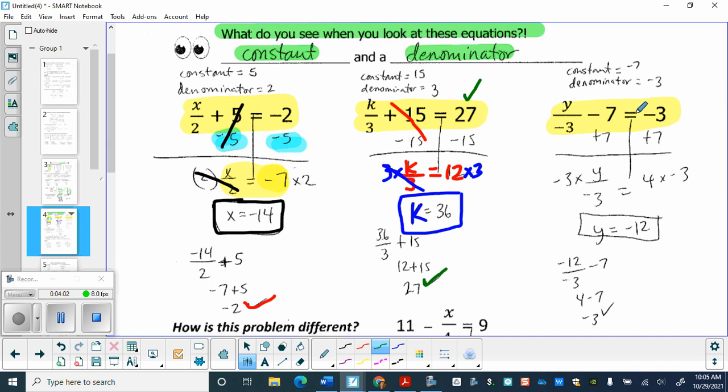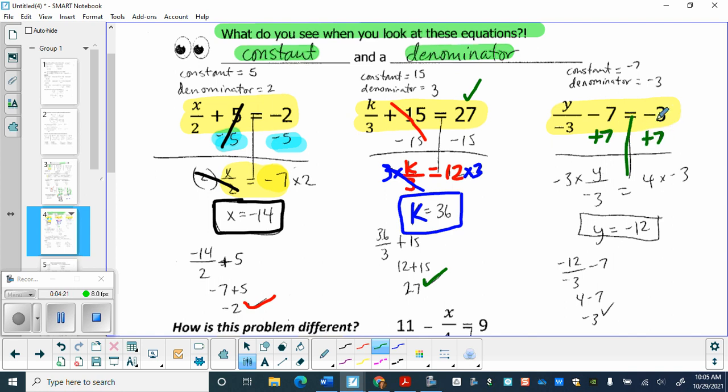So now for the last one, highlighted here in yellow, remember you just drop your line so that you can focus on the side with the variable. With the variable, I see a denominator and a constant. Since I have a negative constant this time, I'm going to add 7 to both sides. That's all we do here, is we just add the 7 to both sides.